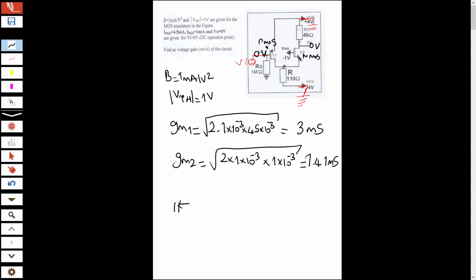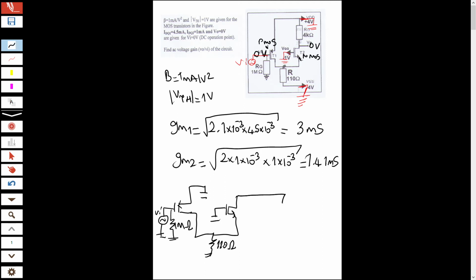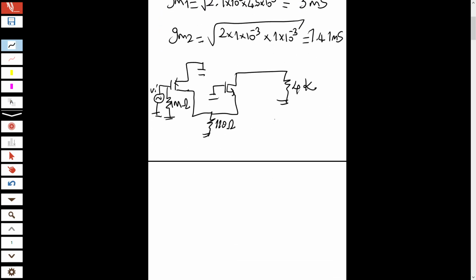Okay, the first transistor is pmos, and it sees ground. Here my VI inputs, and then here there is also VICs 1 mega ohm. Okay, and then here's 110 ohm grounded, and then comes my nmos. Here the DC voltage supply will be grounded in the AC case. So this is grounded, and here my 4K. So let's find the gain, and the output is here.